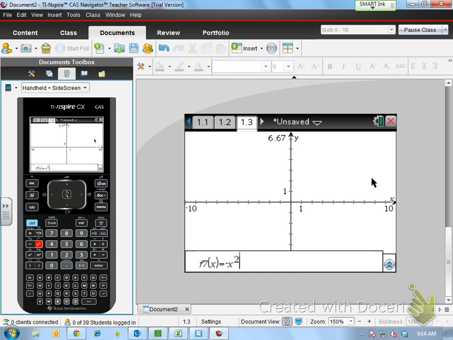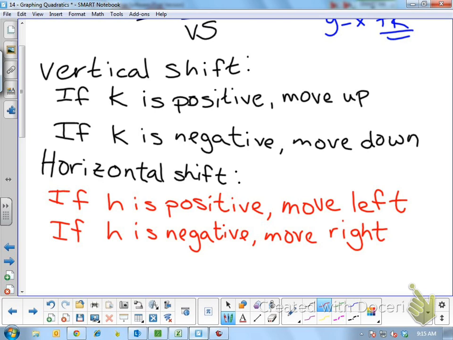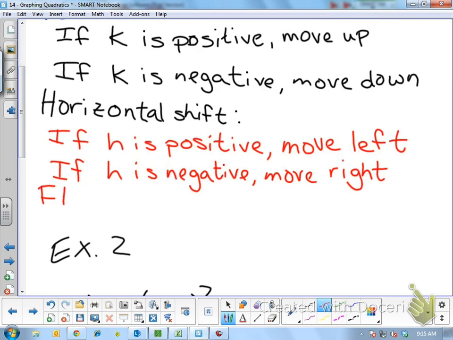Okay, so we put a negative in front of our graph. We hit enter. What happened this time? It's upside down. Okay. So we put negative x squared instead of x squared. It flipped our graph upside down. So we have a flip if A is negative.